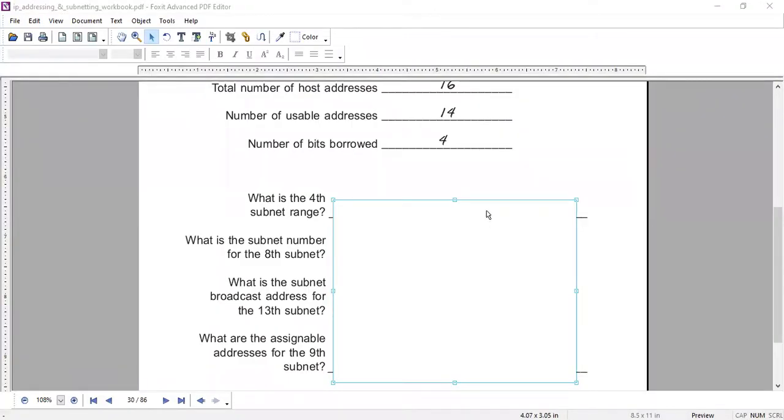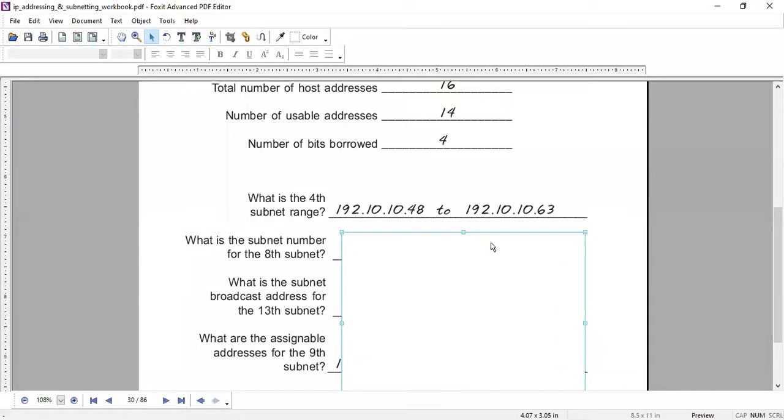So what is the fourth subnet range? 192.10.10.48 to 192.10.10.63. Now you know that the difference is 16, so you have to add them. The fourth subnet means you are starting with 0, so the first one starts at bit value 0. Like that. Is that right? Did you get that answer?